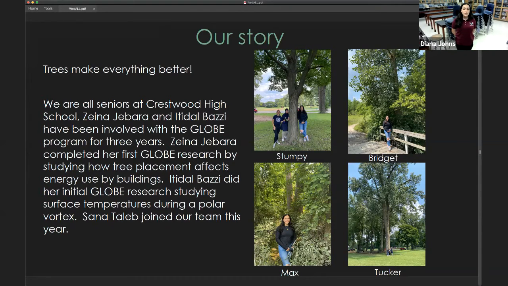So as unconventional as it may seem, we named the largest one Max, the one nearest to the bridge named Bridget, the one nearest to the picnic tables named Tucker, and the smallest named Stumpy. For us anyways, the simple act of giving our research trees names helped create a new level of understanding and companionship between our studies and the environment itself.